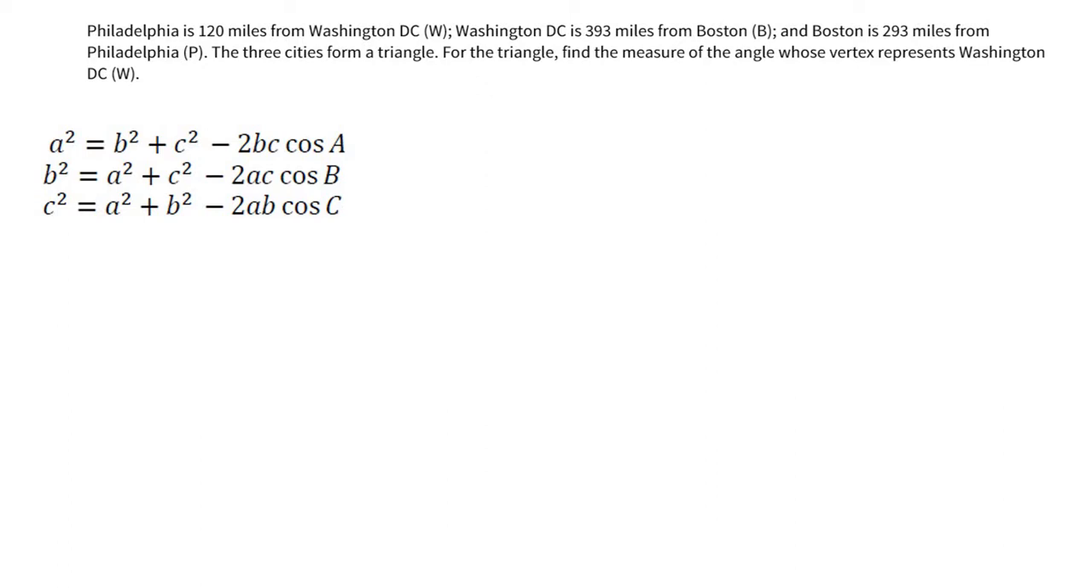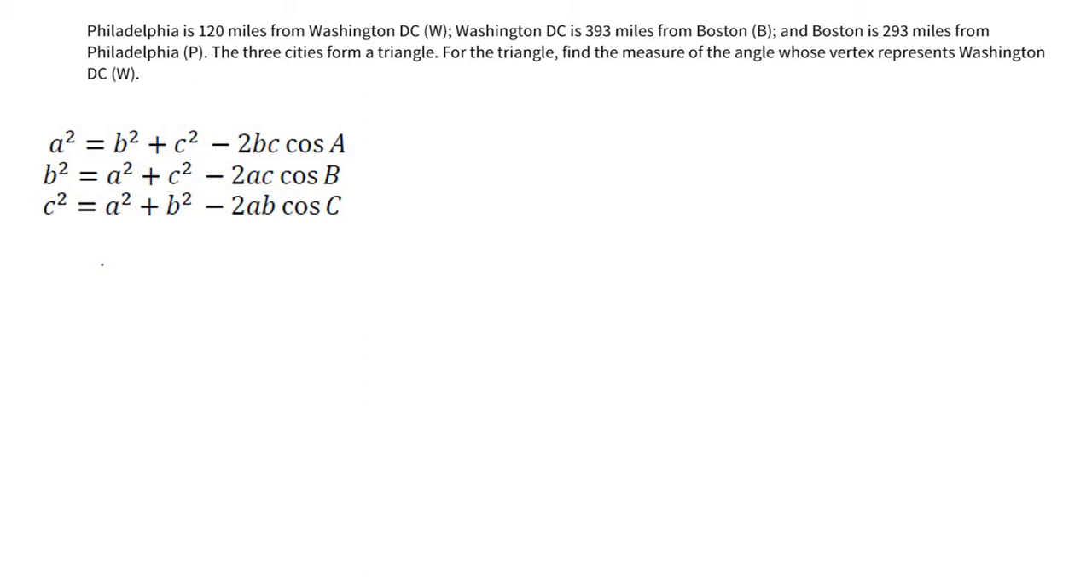All right, so we've been working with law of cosines. Now we want a little application problem. So they give us some information here as we read through it. We've got Philadelphia, Washington, D.C., Boston. It says these cities form a triangle. For the triangle, find the measure of the angle whose vertex represents Washington, D.C.